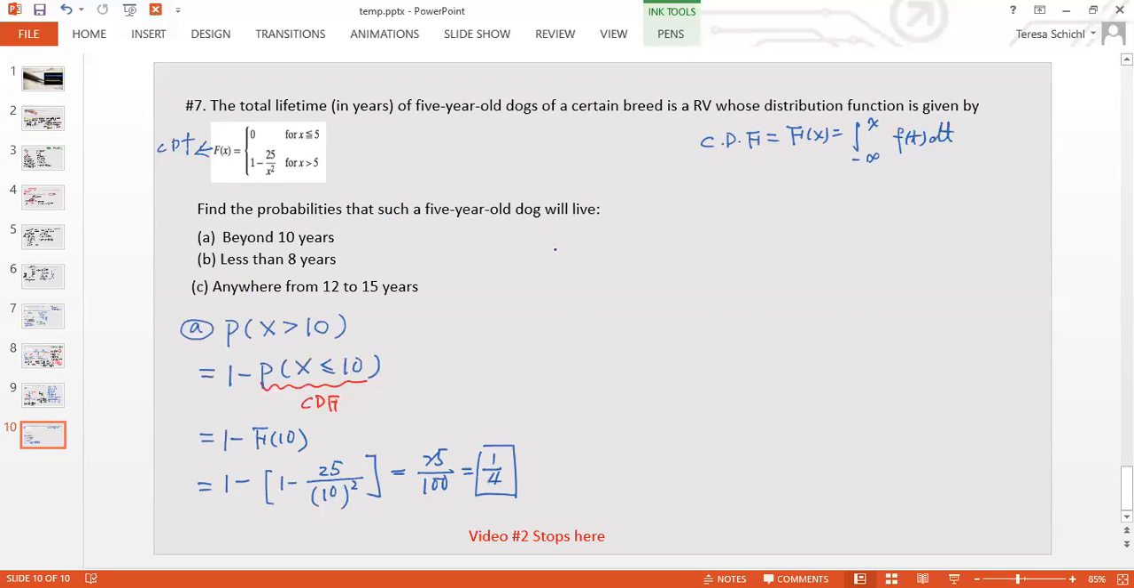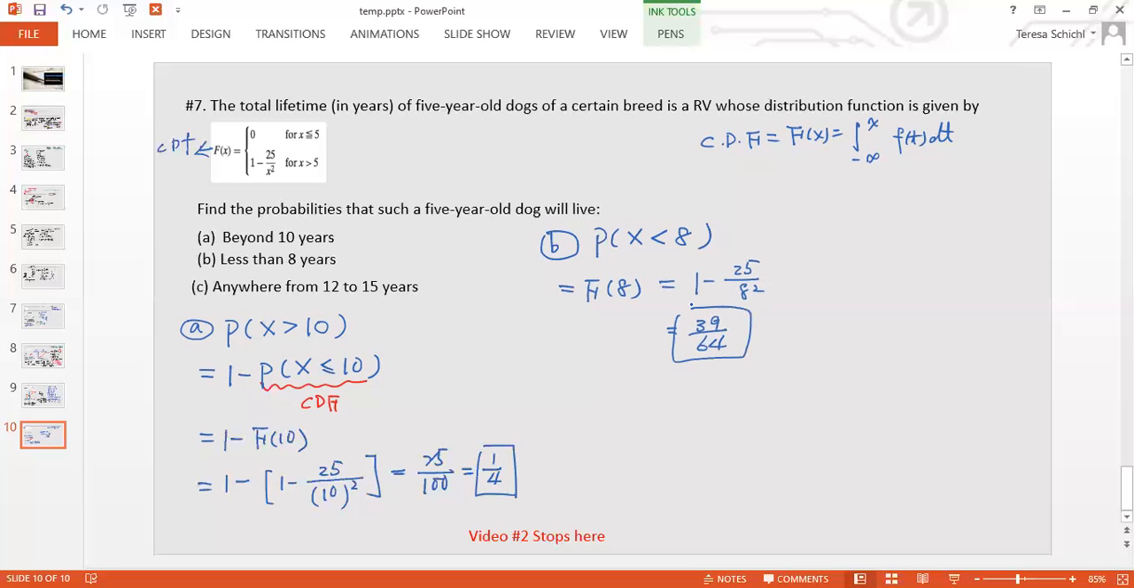Okay, now let's take a look at part B here. They say less than 8 years, right? So that means what you're doing here is less than 8 years. Oh, that's good. That's the probability, that's the CDF. So I can just directly say it's F of 8, right? Then you say, hey, this doesn't have an equal sign. Doesn't matter because this is continuous. The probability at the equal sign will be equal to 0, right? So this is F of 8. So this will just directly plug in there. So this is 1 minus 25 over 8 to the square. So this will be what? So this is 39 over 64.